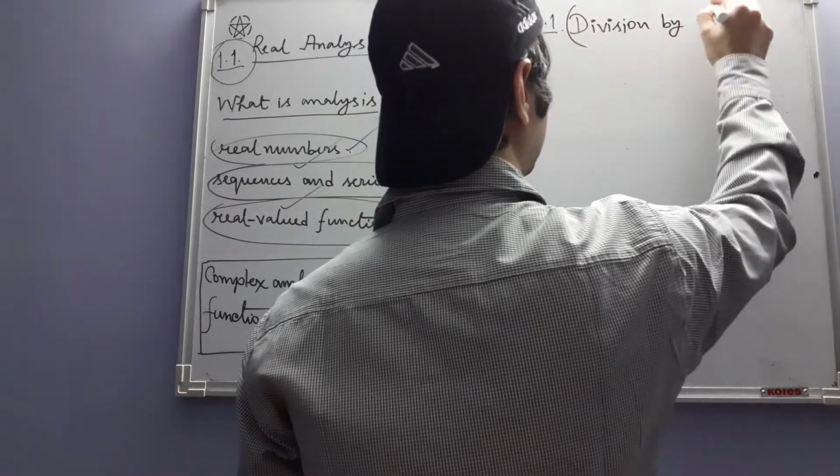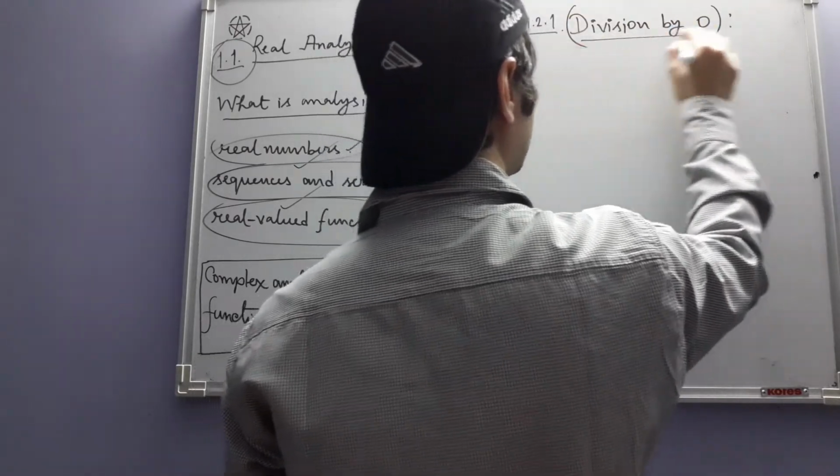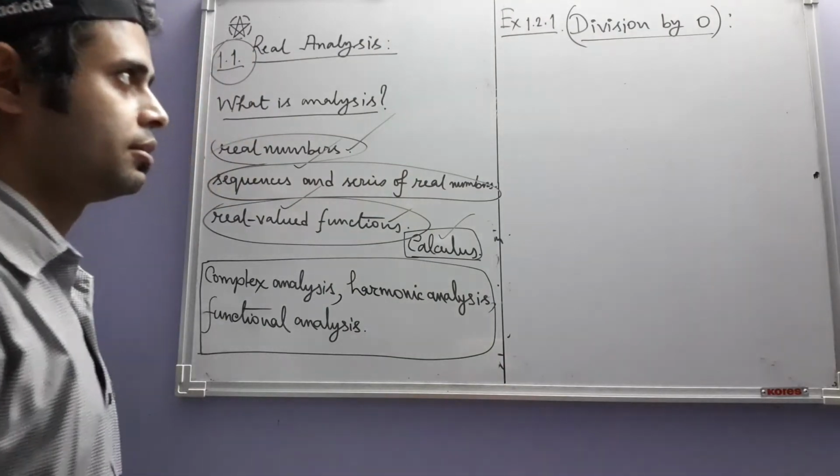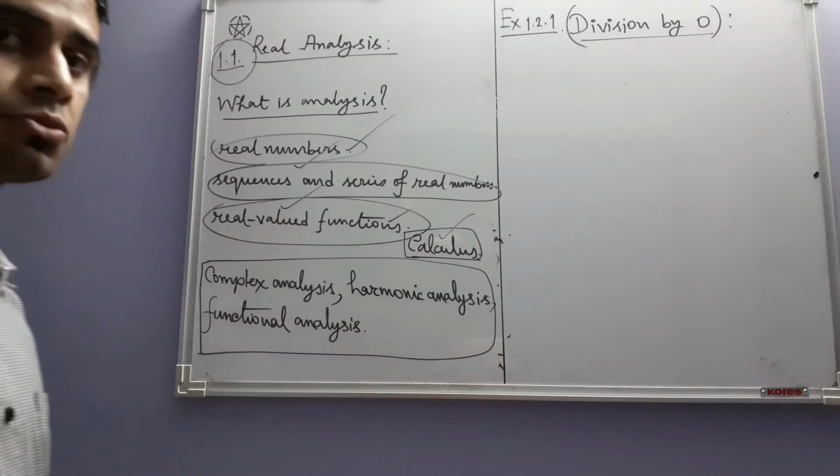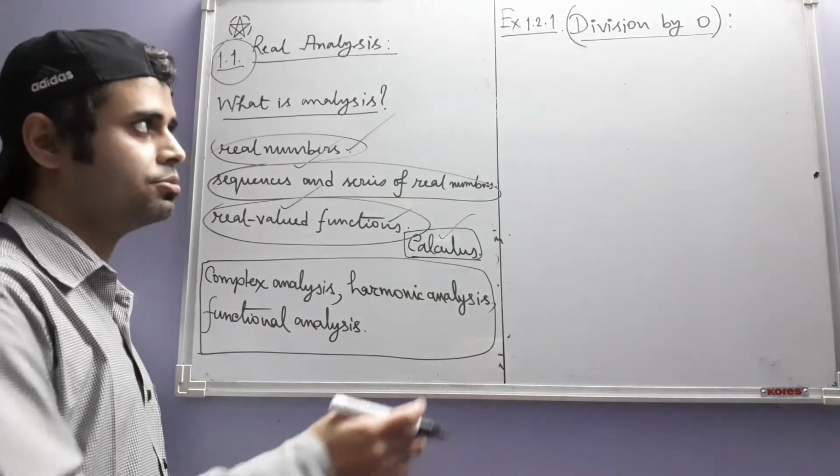Division by 0. Okay, division by 0 cannot be meaningfully defined in mathematics, and if you still insist on dividing by 0, it can lead to the destruction of some of the very useful rules that we always use.